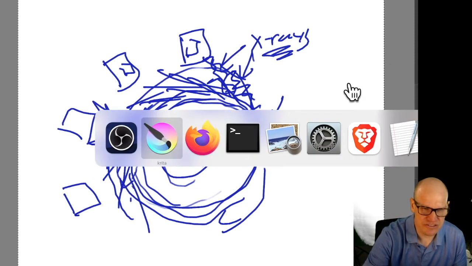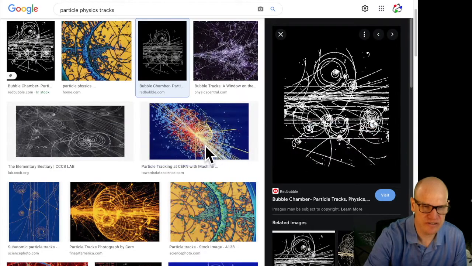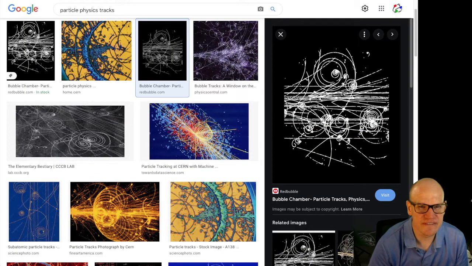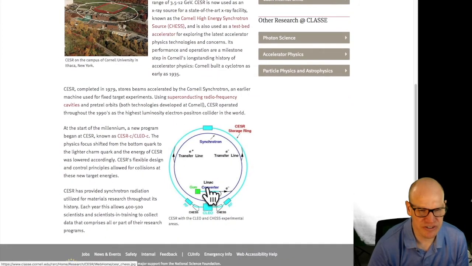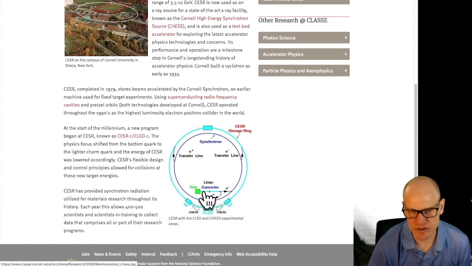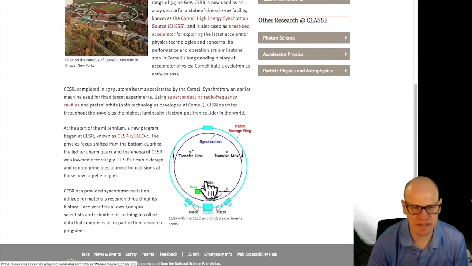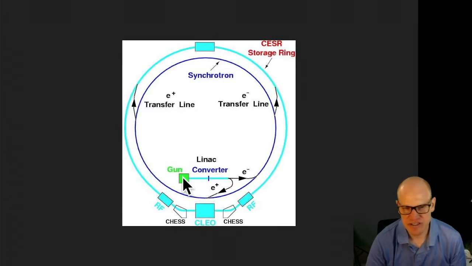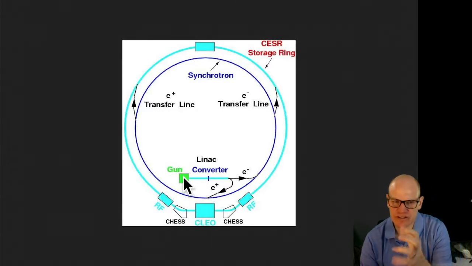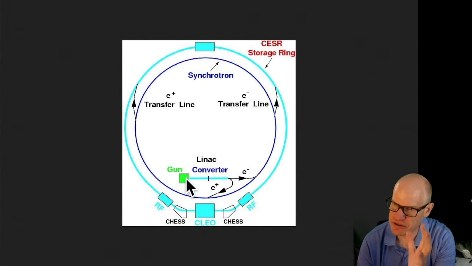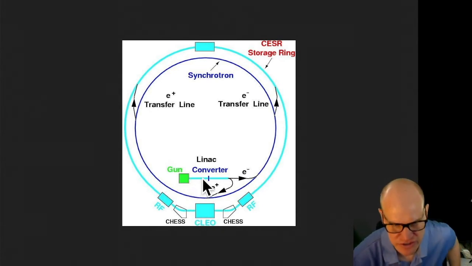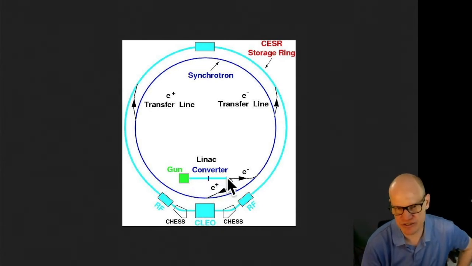Okay, so Caesar, we'll come back to it here, is this ring. And you can see the synchrotron, you can see where they have the LINAC. So the LINAC is where they accelerate the particles to begin with. Let me see this image. So they have this gun that produces electrons, an initial linear accelerator that accelerates something. It hits a target, so this is probably the target, and then it produces electron-positron pairs.